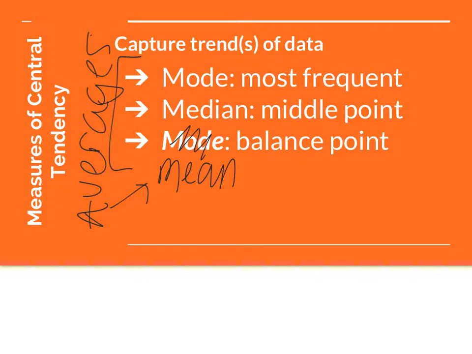The mode is the most frequent value in a set of data, numerical data, although not necessarily numerical, and we'll go more into that with the mode. The median is the middle point.